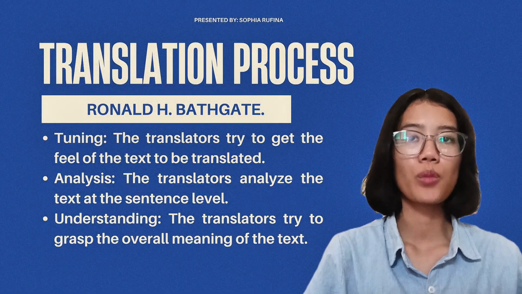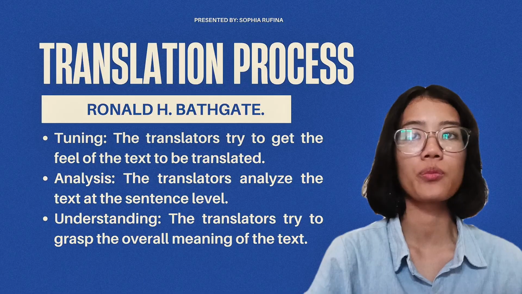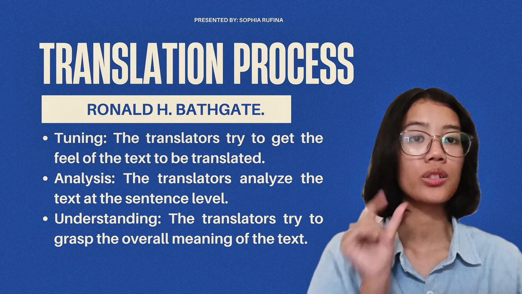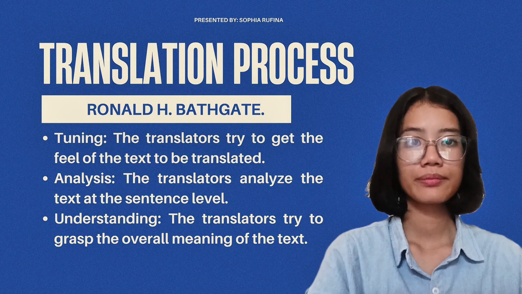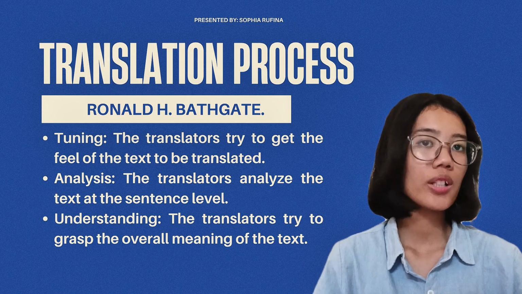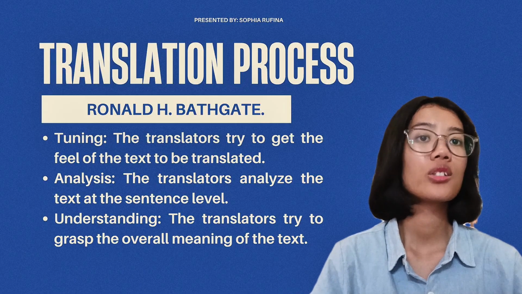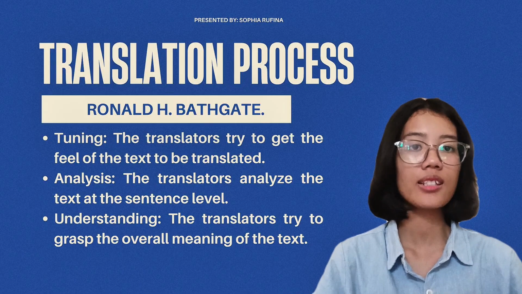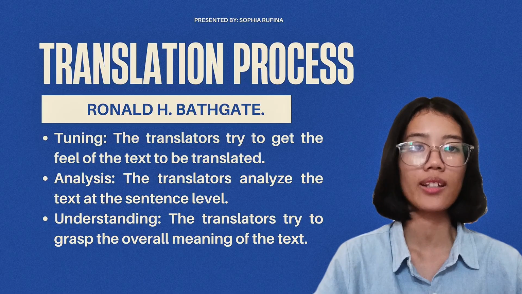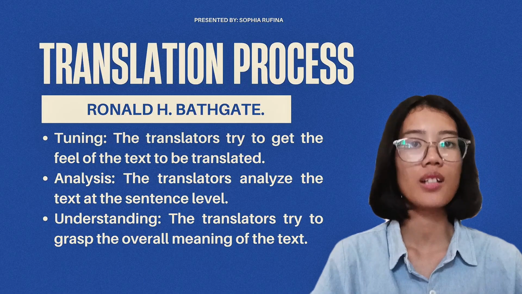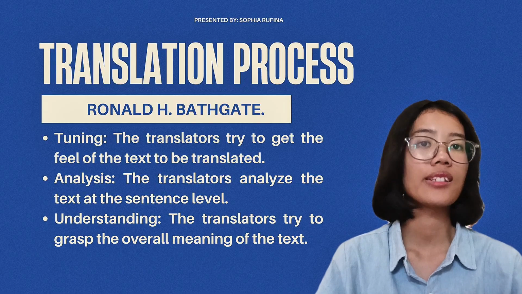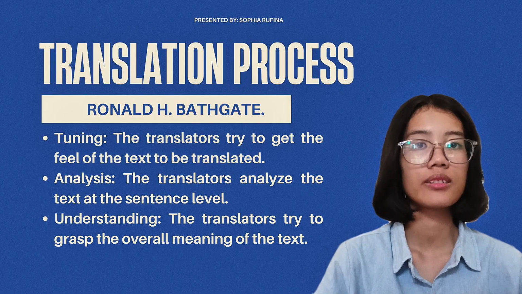Next, we have a more detailed approach from Petgate. He breaks down the process into 7 steps. Number 1 is tuning. Before translating, the translator tries to get the feel of the text to be translated. We look at the style and the context. Number 2 is analysis. The translator analyzes the text at the sentence level.